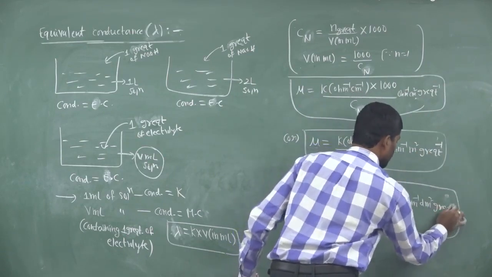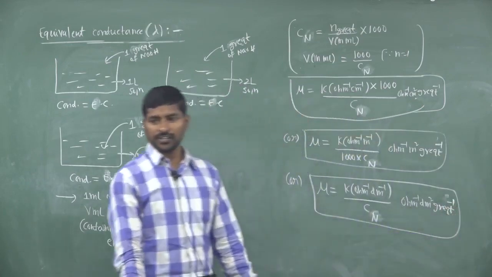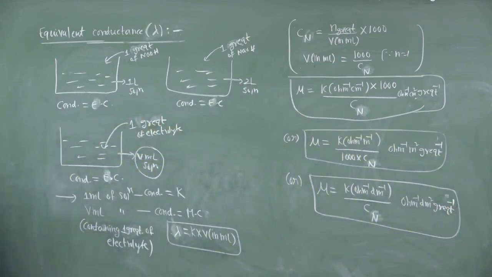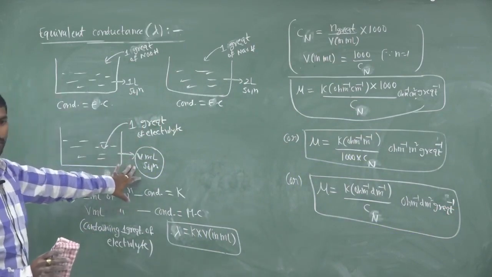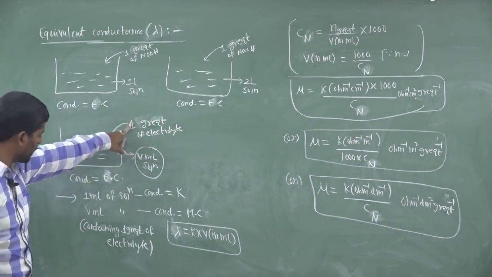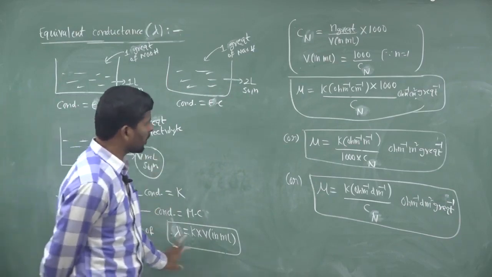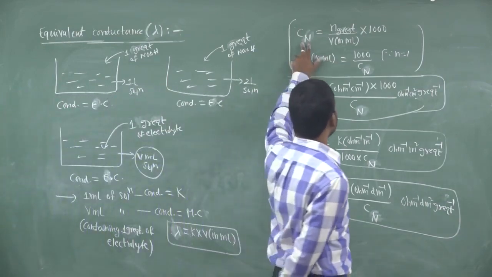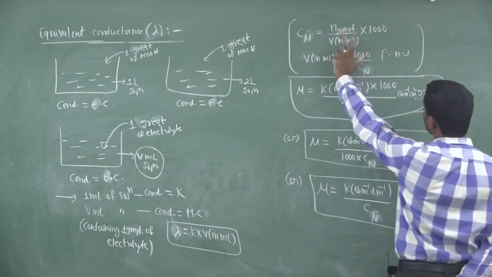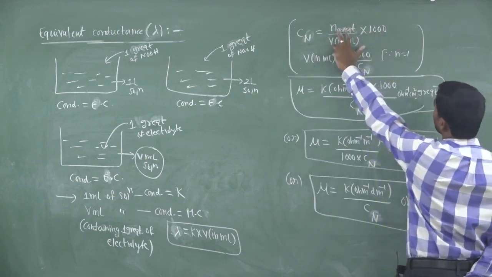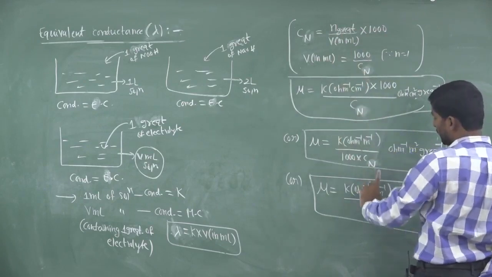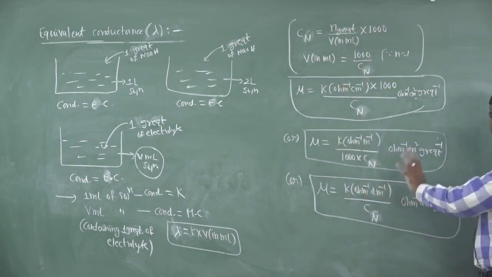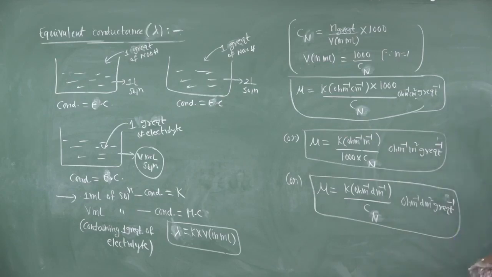This is about equivalent conductance. Only a small difference. How much electrolyte are we taking? 1 gram equivalent of electrolyte. Whatever may be the volume of solution, if it contains 1 gram equivalent of electrolyte, then its conductance is called equivalent conductance. Concentration in normality is number of gram equivalents by volume in mL into 1000. As n value is 1, volume in mL we can write as 1000 by Cn. In the place of Cm we get Cn, normality in the place of molarity. Write down.